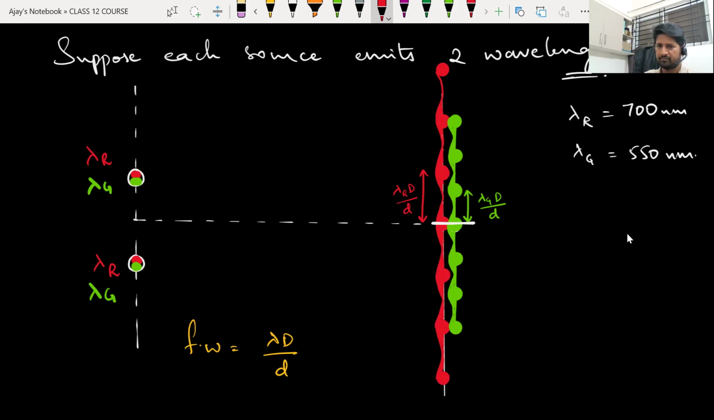The first and last one. What do you mean, first and last one? Number them. Which maximum of red is coinciding with which maximum of green? Sir, third maximum. Third maximum of red or green? Red with fourth maximum of green.